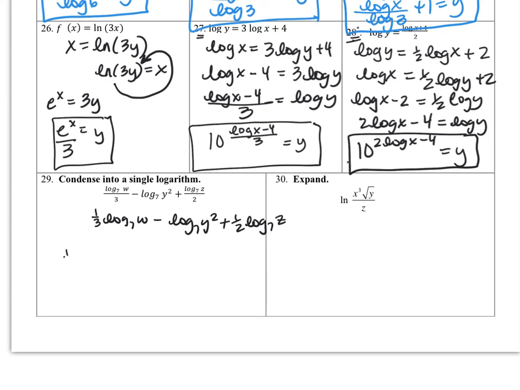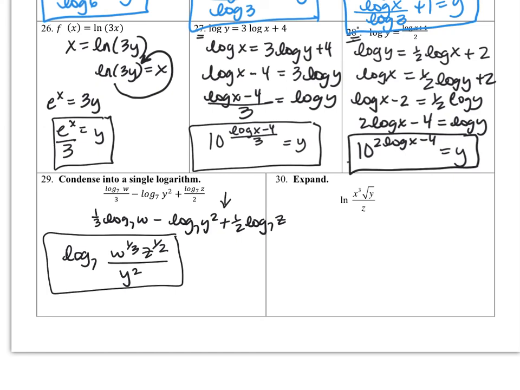So if I write it into a single one, I know there's 1 log base 7. This is going to have w to the 1/3 power on the top. The y squared is going to be on the bottom. But this last one, z to the 1/2 power, is on the top because it's a positive, okay? That trips people up. They want to think it's on the bottom, but you're not distributing that negative in the front, so it does belong on the top, so pay attention to that.